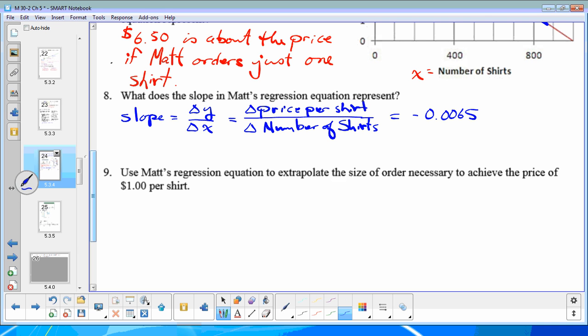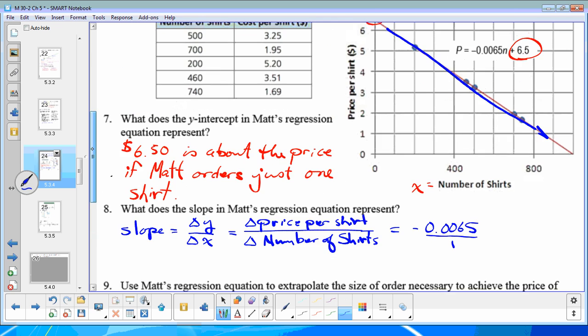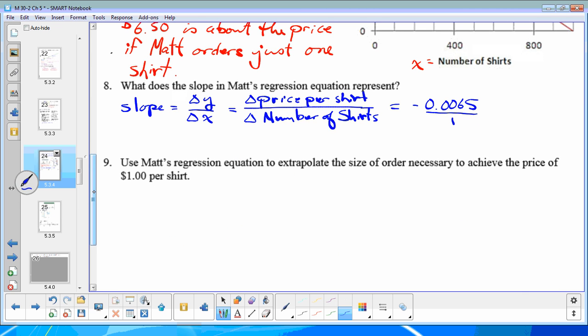And since we think of slope often as a fraction, if I just have it as a decimal, this is over 1. So what this means is the change in the number of shirts is just a 1. In other words, if I buy one more shirt, how does the price per shirt change? Well, it decreases by $0.0065. I think that was dollars, wasn't it? Yeah. So basically, it's like half a cent. But he's not buying in one shirt quantities, right?